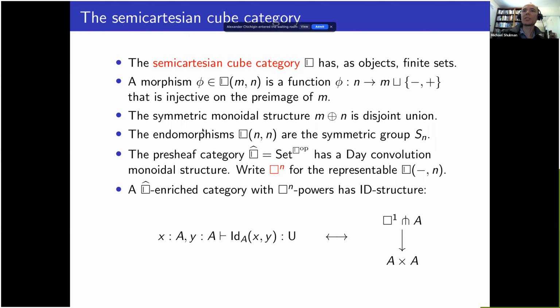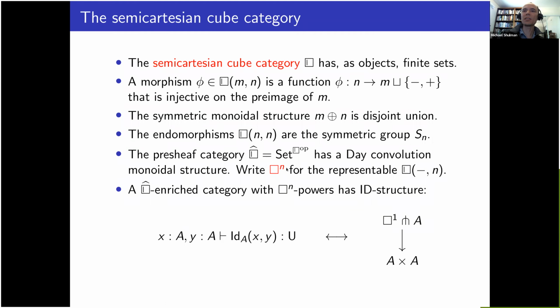So there's a symmetric monoidal structure. That's the disjoint union of finite sets. The endomorphisms of any object are the symmetric group. So these are the symmetries of all. We can permute all the dimensions of any cube. And now we can consider presheaves on this category as a notion of cubical set, and that gets a Day convolution monoidal structure. And then we have these basic n-cubes, which are the representables in this presheaf category.